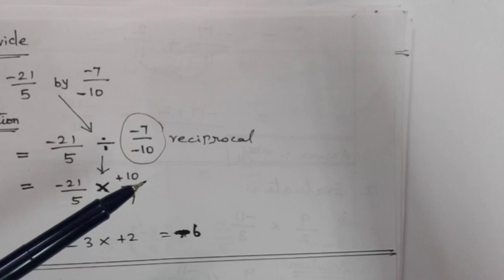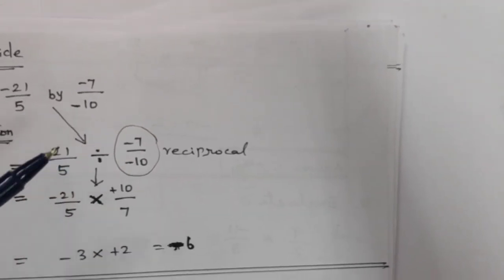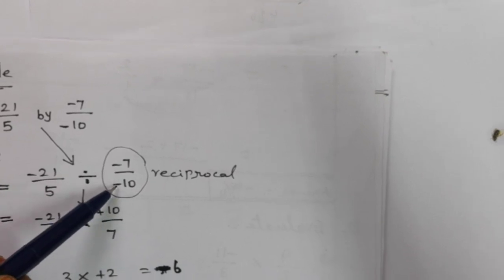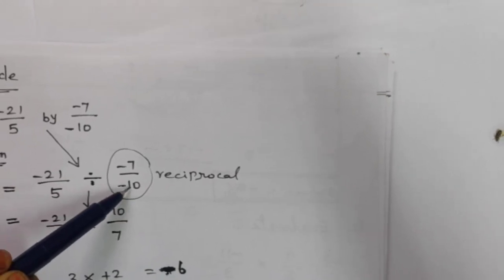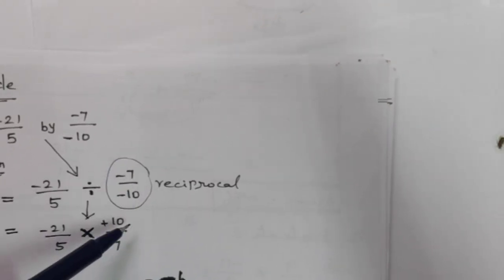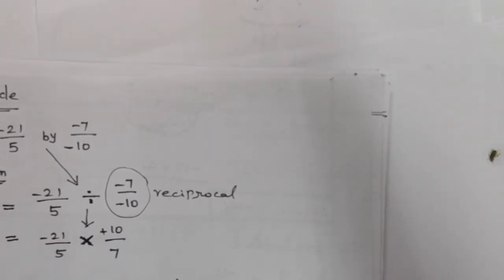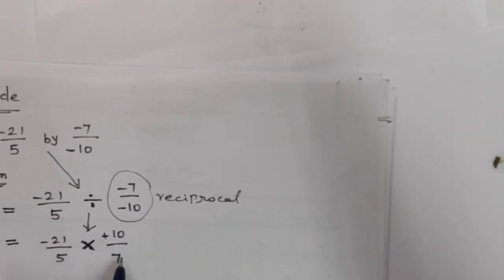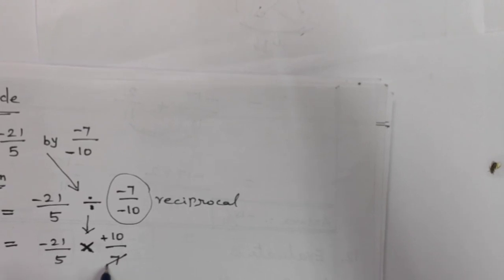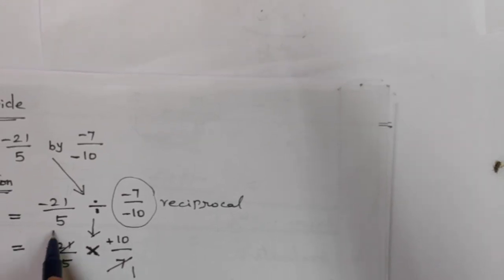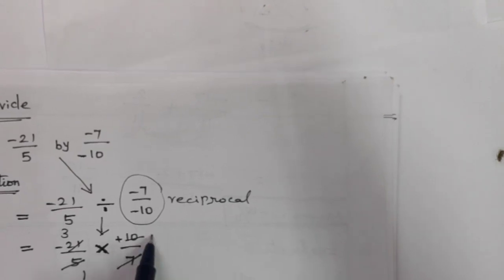What is the meaning of reciprocal? The numerator you write in the denominator, and the denominator you write in the numerator. Then, before the first multiplier, minus into minus is plus. The 10 numerator from the right, and the 7 you write in the denominator: 10 by 7. Now 7 and 21 are possible in the 7th table. 1 7 is 7, 3 7s are 21. 1 5 is 5, 2 5s are 10.